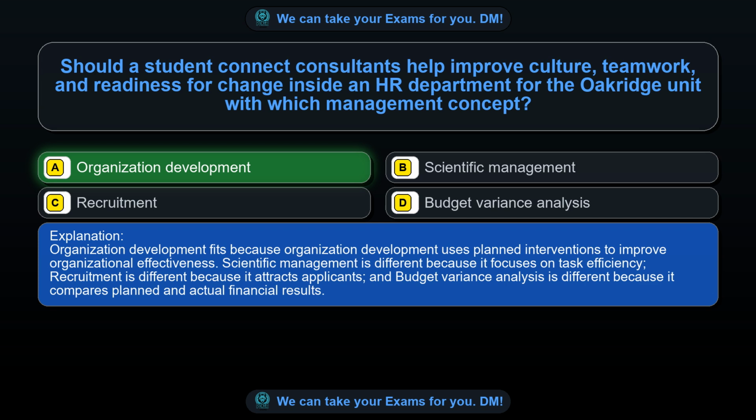Organization development fits because organization development uses planned interventions to improve organizational effectiveness. Scientific management is different because it focuses on task efficiency, recruitment is different because it attracts applicants, and budget variance analysis is different because it compares planned and actual financial results.